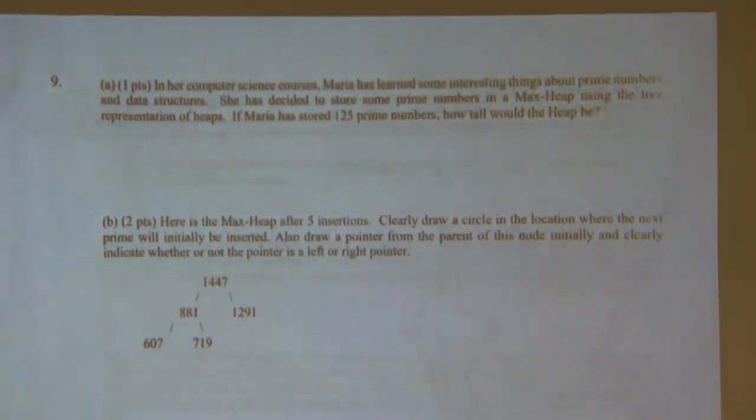So in this question, it says, in her computer science courses, Maria has learned some interesting things about prime numbers and data structures. She has decided to store some prime numbers in a max heap using the tree representation of heaps. If Maria has stored 125 prime numbers, how tall would the heap be? I don't think this is a question that Dr. Mead would ask specifically, since he hasn't really talked about this formula, but I know Dr. Zumlansky does bring up this formula in class a lot.